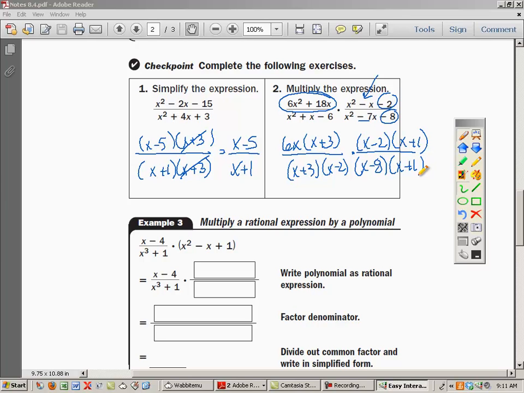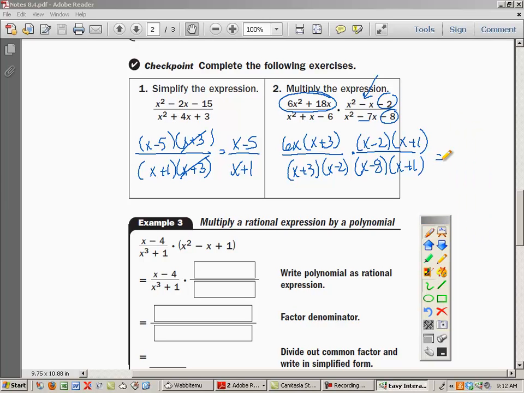All right, now, we can go ahead and multiply all this together first, but I would sure like to simplify, because really by multiplying all of this, we're just extending this line all the way through. So what do we have on the top and the bottom? We've got an x plus 3 on the top and bottom. We've got an x minus 2 on top and bottom, and we have an x plus 1 on top and bottom. So the only thing I'm left with on the top is 6x. The only thing I'm left with on the bottom is x minus 8.